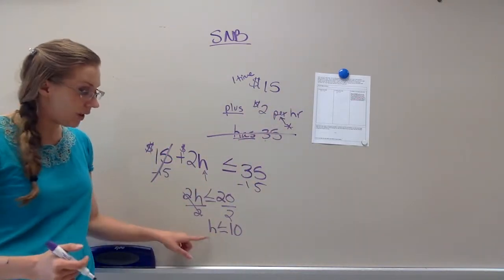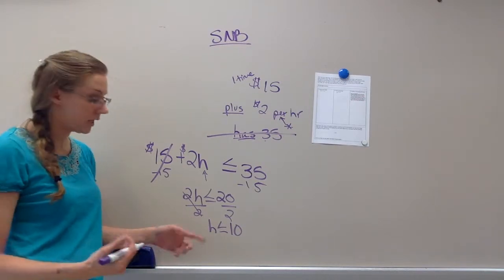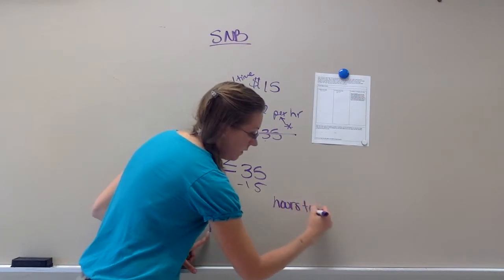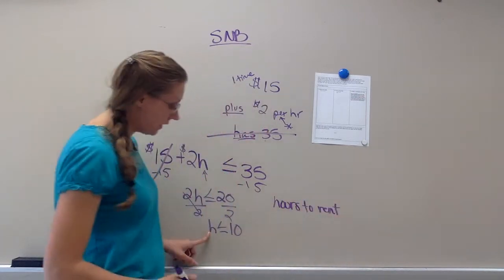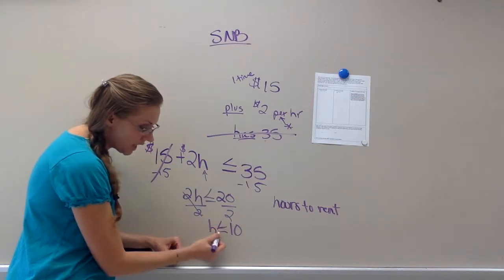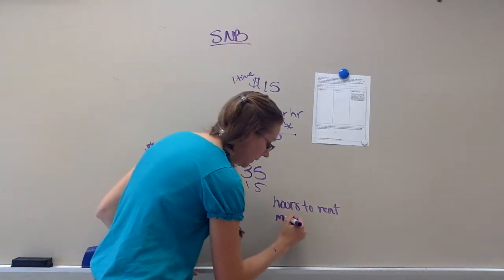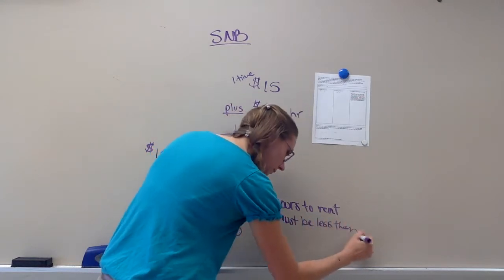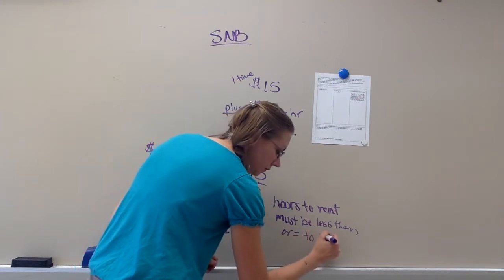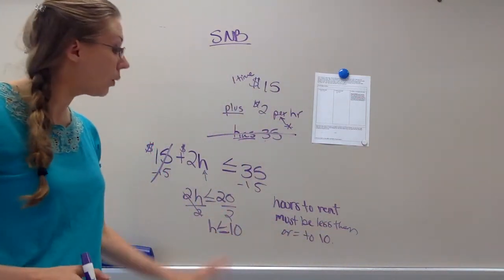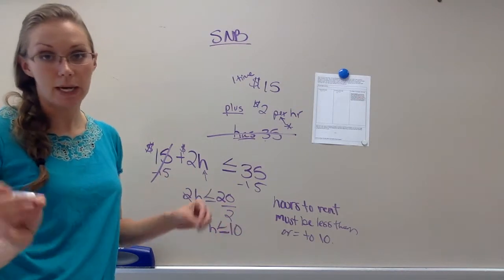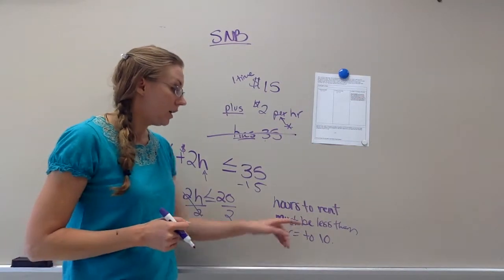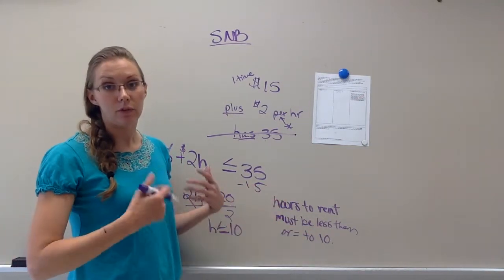Now that we have this equation solved, we really should put it back into the context. This means the hours he can rent it, okay, the hours to rent that metal detector must be less than or equal to 10. Okay, he cannot rent it for even a half hour more than 10. 10 is the maximum he's going to be able to do without going over his $35. But again, he can rent less than that 10-hour span if he wants to, okay?